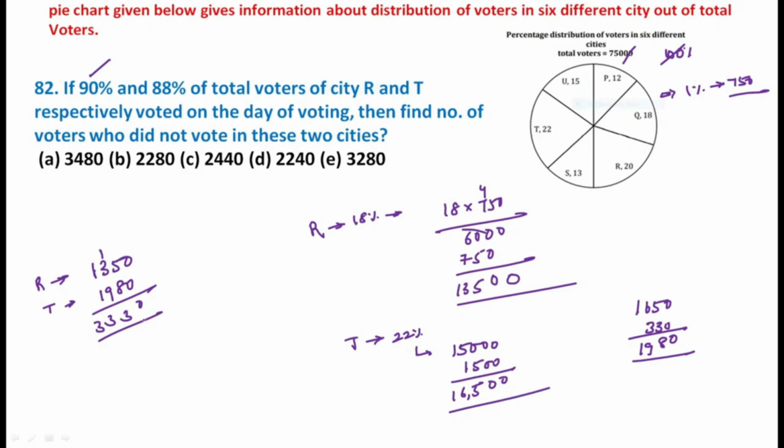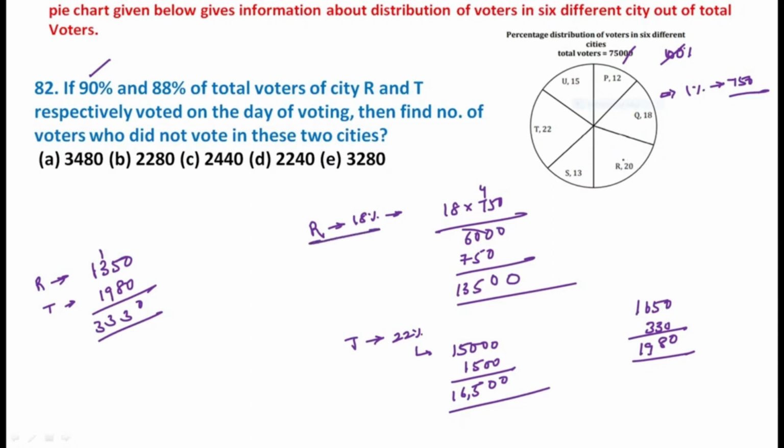12% is of 1980. 10% is 1350. Find the number of voters who did not vote in these two cities R and T. So R value is 20. Sorry guys, I am taking the wrong value. Okay, I will change this question.